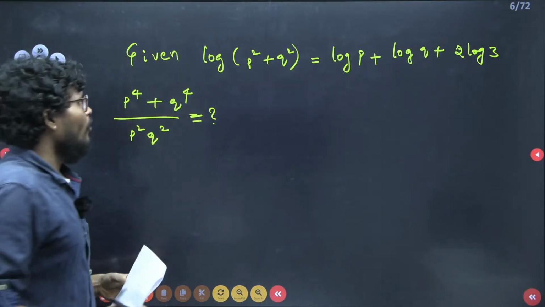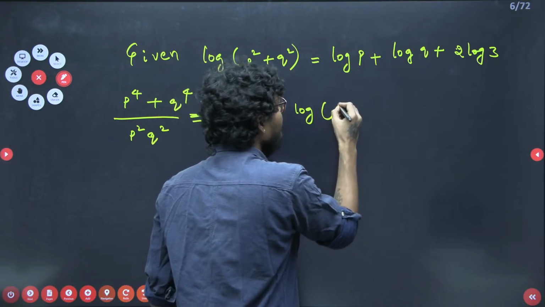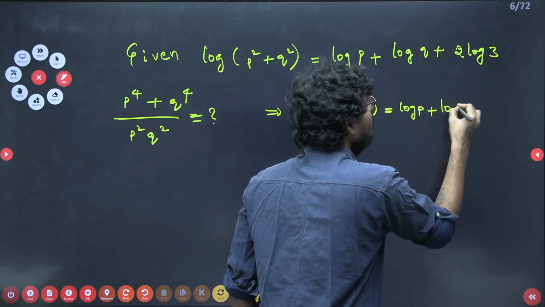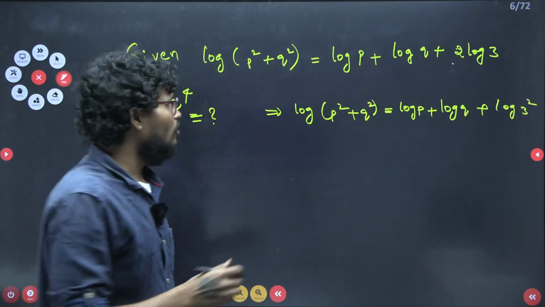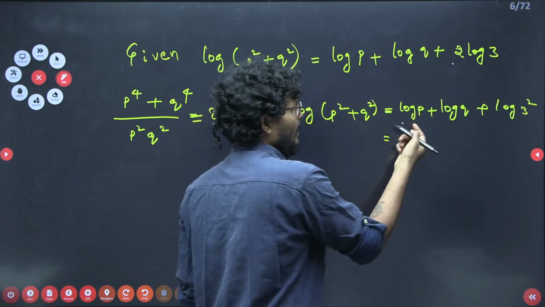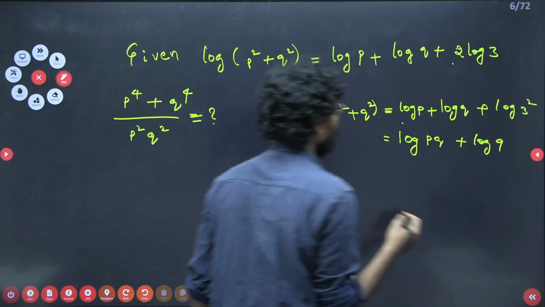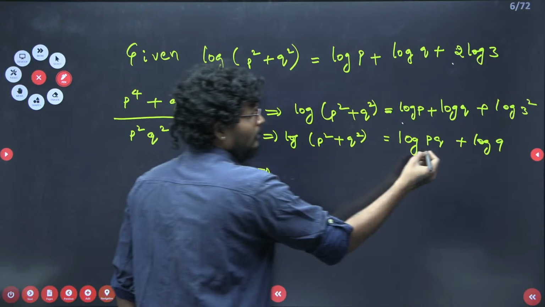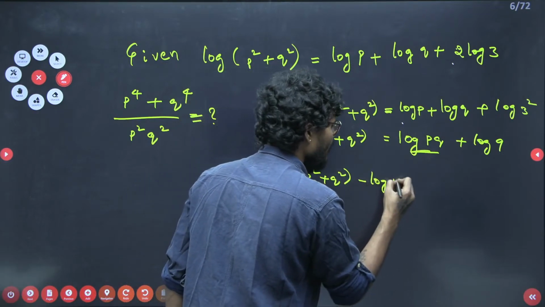Okay. So now let us work on the given statement. So we have log of p square plus q square. On the right side we have log p plus log q, plus 2 log 3, and this can be written as log of 3 square. So now we know that when we have addition of two logarithms, we can apply the identity here, right? Log x plus log y is log xy. So this is log pq plus this is log 9. On the left hand side we have log of p square plus q square. We bring this term to the left side, so we will have log of p square plus q square minus log pq.